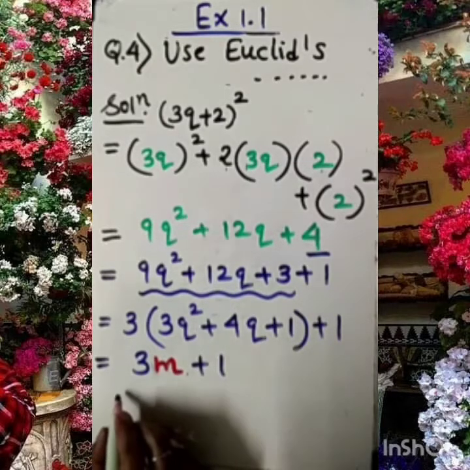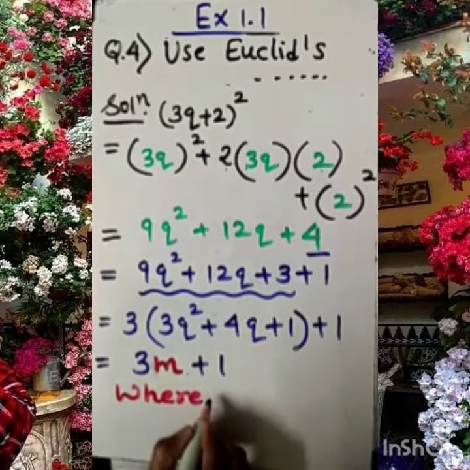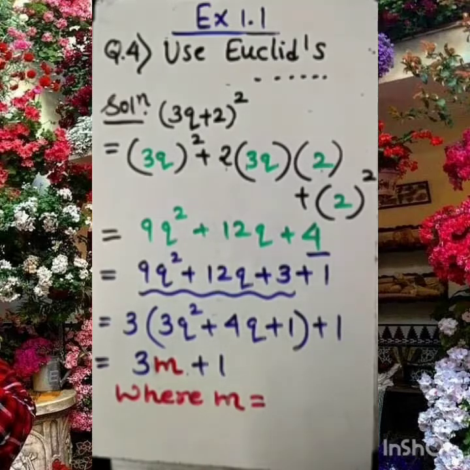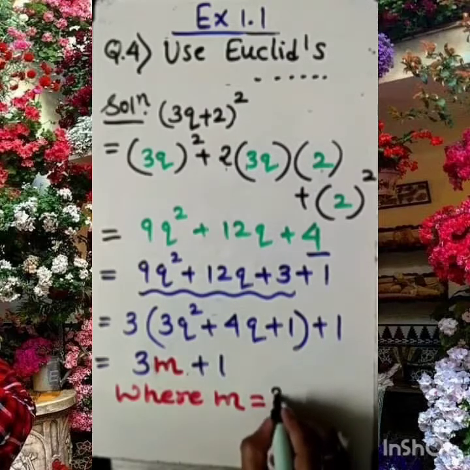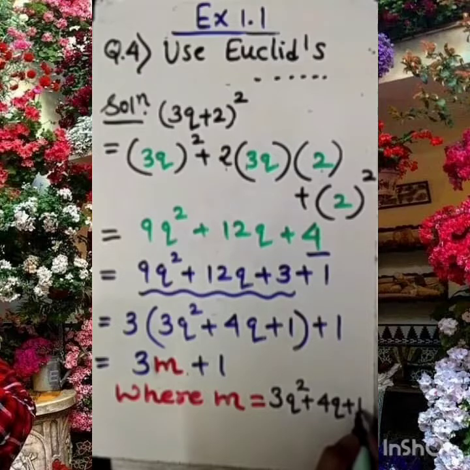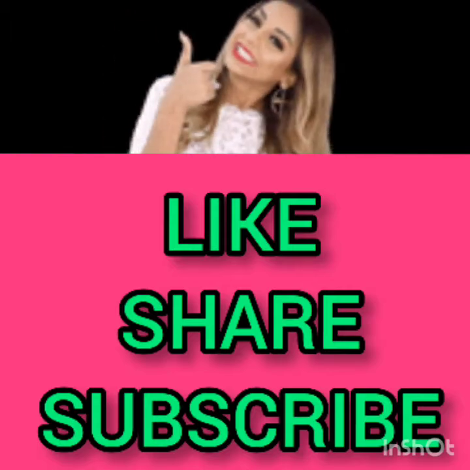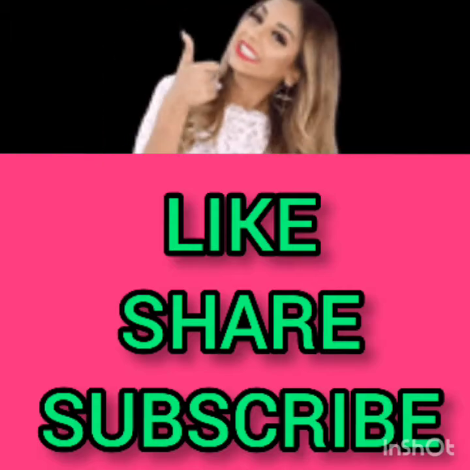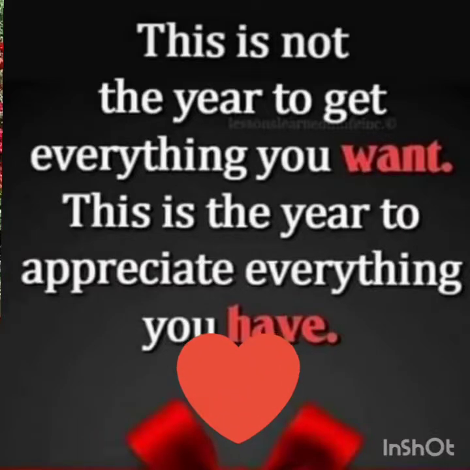What is the value of m here? m is equal to 3q square plus 4q plus 1. This is the value of m. Got it? And this is the result. Hence the result.